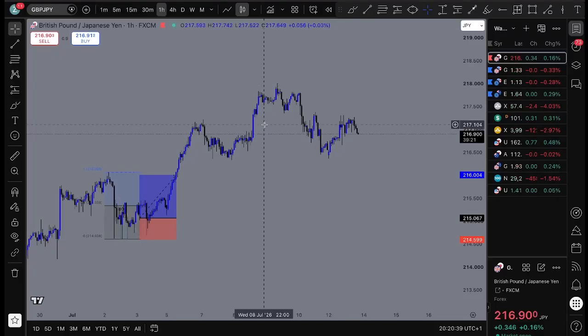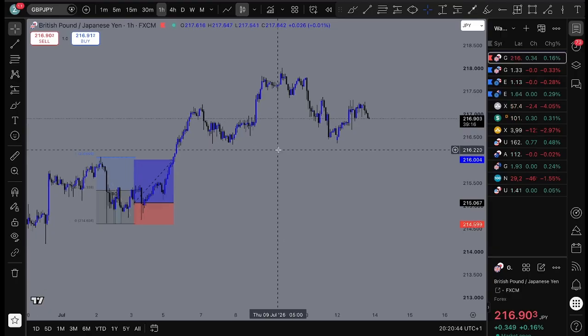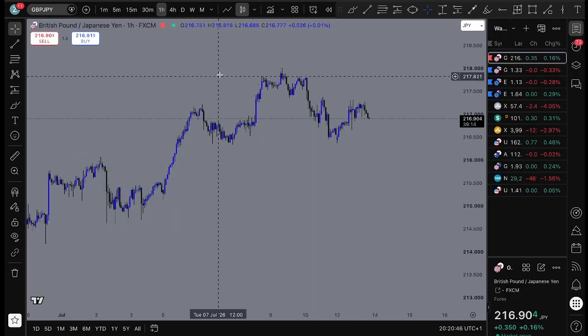Right then, guys, so we are on GBPJPY. We'll just do a quick breakdown on this for you. So I'll start off by removing last week's drawing, so it's a nice clean chart.